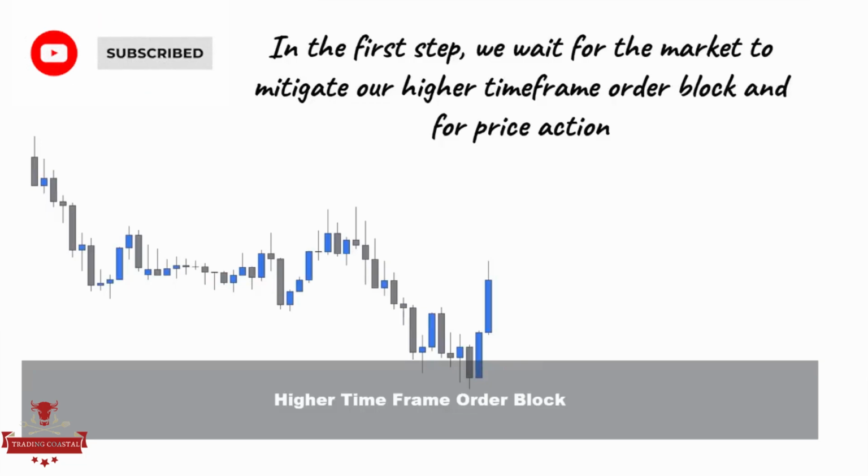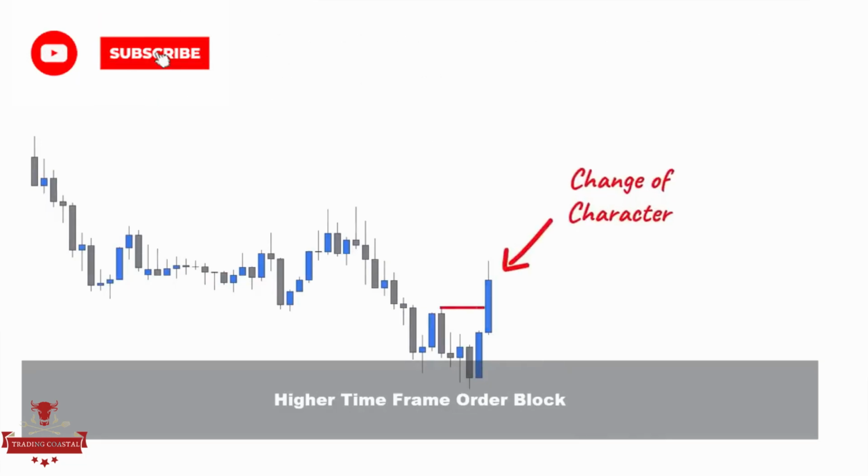Now, the first thing we are waiting for to appear is a change of character. A change of character signals that the short-term downtrend is over, and the price can start to move to the upside. So, after the market makes a change of character, that is when we look to execute our trade. Usually, we witness two common patterns, and this is the way we place our orders.